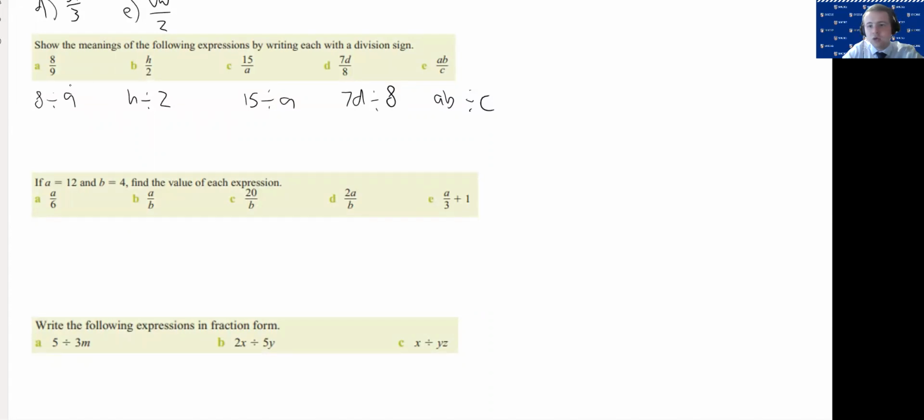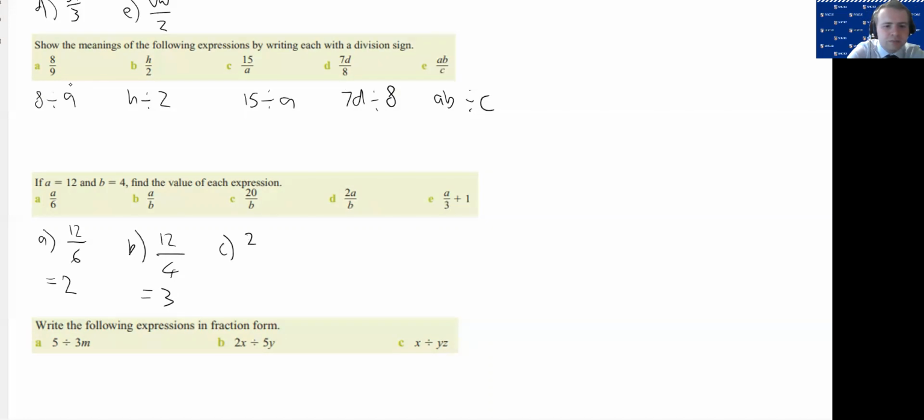So again, if you're doing substitution, you've got to replace each term, each pronumeral with its value, and then you just do the operation. So if I have a over 6, that's going to become, in this case, a is 12. So we've got 12 over 6, which is just 12 divided by 6, which equals 2. B, a over b is just 12 over 4 because b is 4. So we get 3. 12 divided by 4 is 3. So you've got to recognize just dividing the numbers.